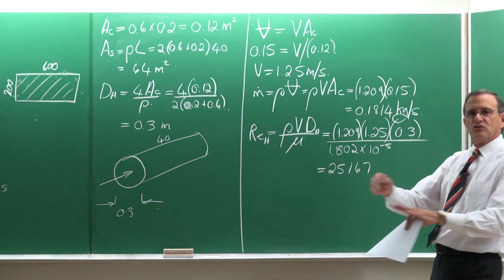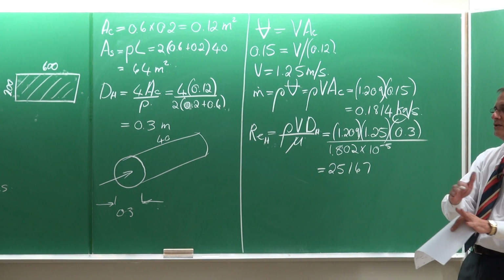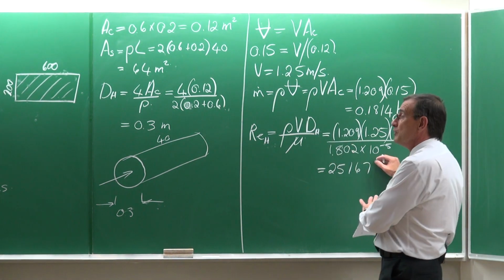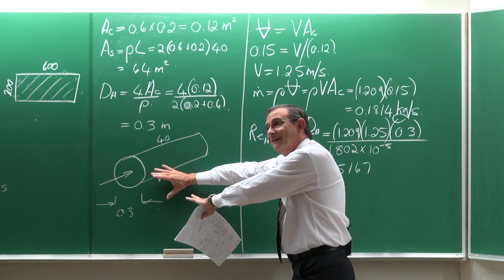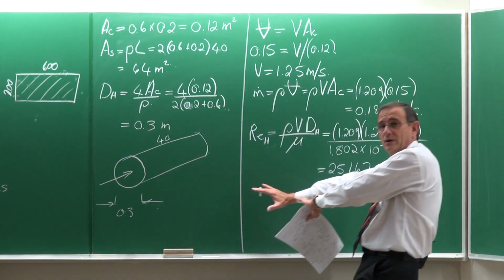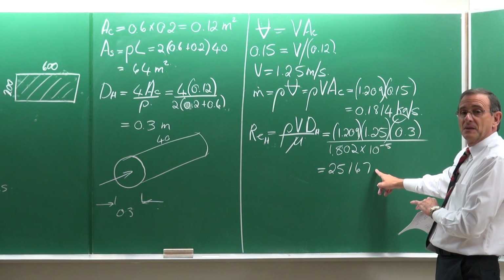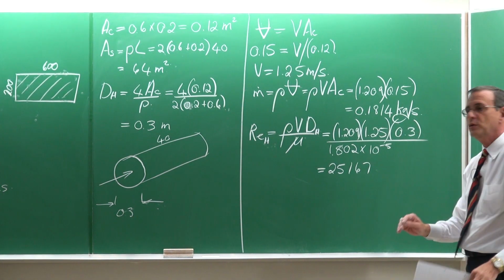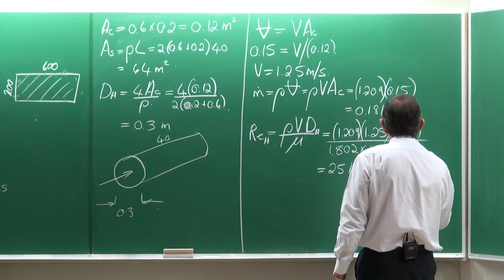Transition occurs at about a Reynolds number of 2,100 to 2,300 for a circular tube. We've made this thing a circular tube. It's not a circular tube, but we've made it one. But the Reynolds number is far more than 10,000, so it is fully turbulent flow that we're talking of.